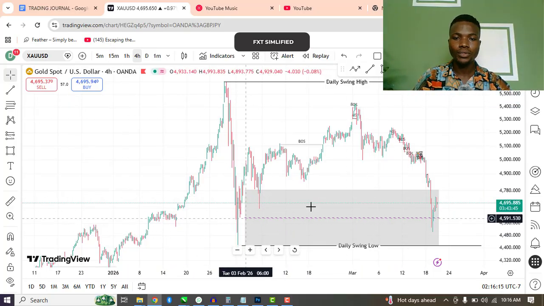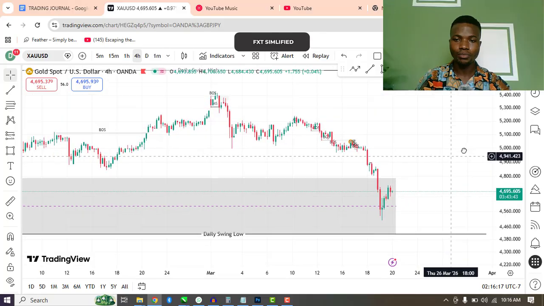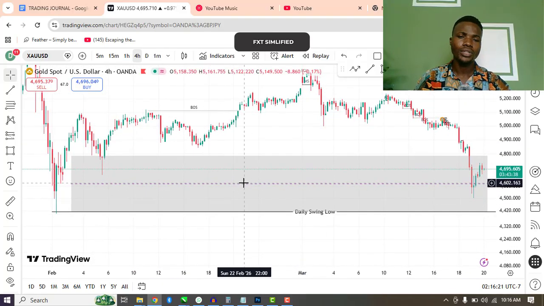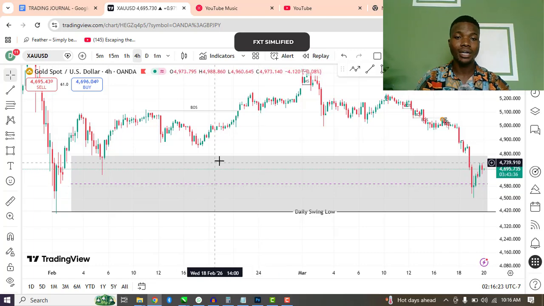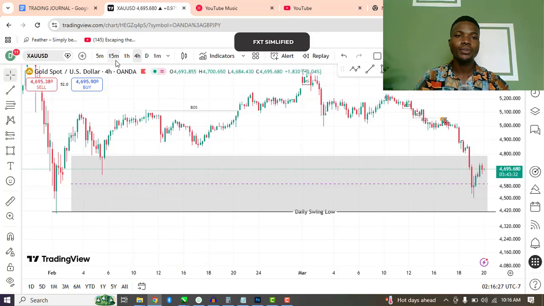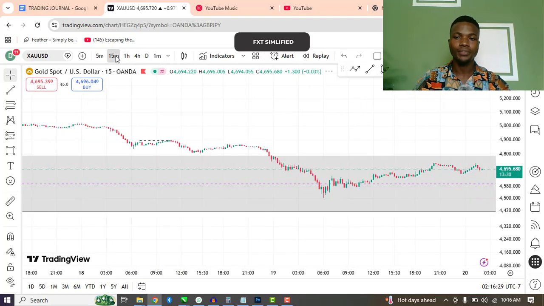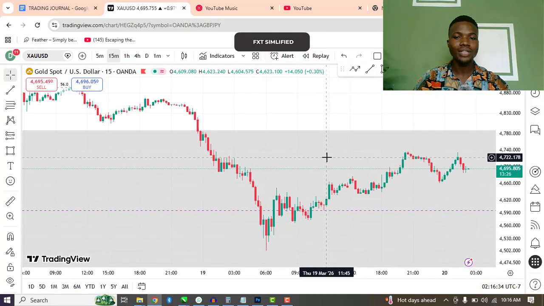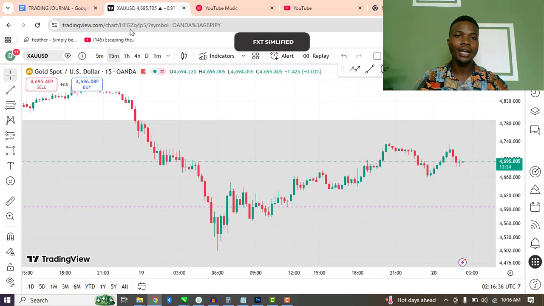Looking at what price is doing, price has moved to the demand area, exactly. So let me go down to the 15-minute time frame and see what price is doing. I'll be using my trading setup, my trading strategy rather.